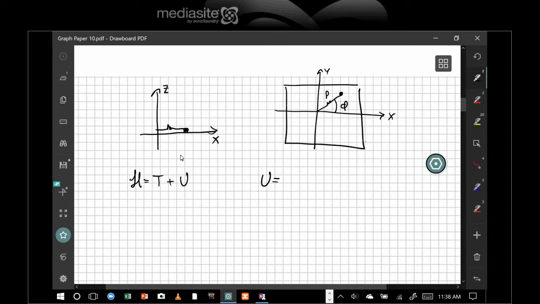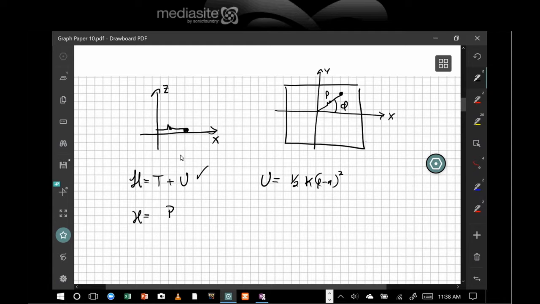U is just the only potential that we're going to have is that of the spring. So that's going to be 1/2 K (rho minus A) squared. The system will be conservative. There's no non-conservative forces acting on it. So thus I can say the Hamiltonian is equal to the total mechanical energy. And then there is an angular momentum associated with the thing rotating, and then there's a linear momentum.